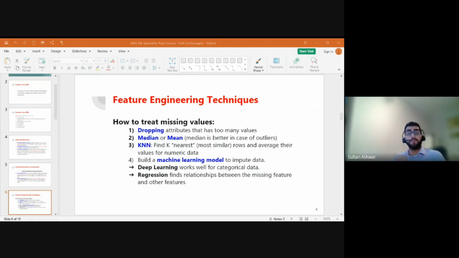So to sum it up, it's very important to know these are the four most prominent techniques to treat missing values. We can either drop these missing values or these rows, which is the least favorable technique. We can use median or mean, or we can apply KNN, or we can build a machine learning model which can impute this data. Deep learning works well for categorical data, whereas regression works well for numeric data.